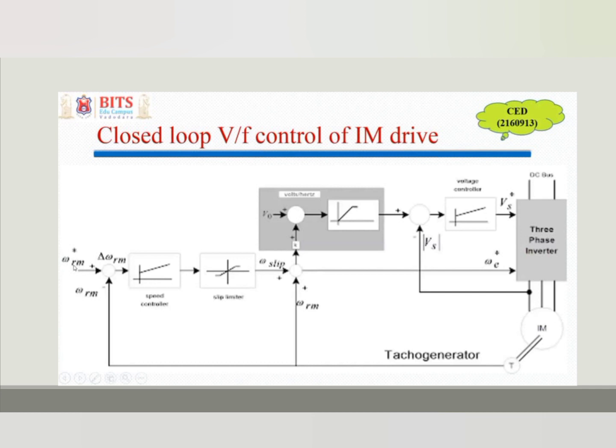Finally, these Va star, Vb star and Vc star are given to the PWM control circuit, where they are compared to a triangular carrier signal to generate the gate signals for the switches in the inverter. At last, the inverter will give the desired voltage and frequency based on the desired motor speed given.